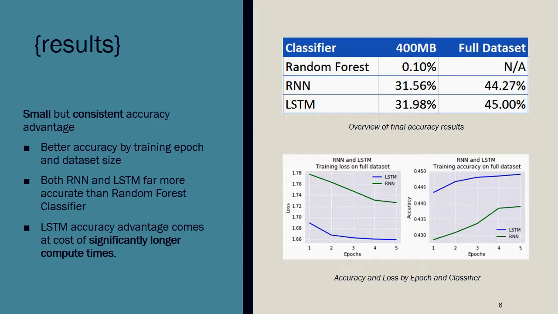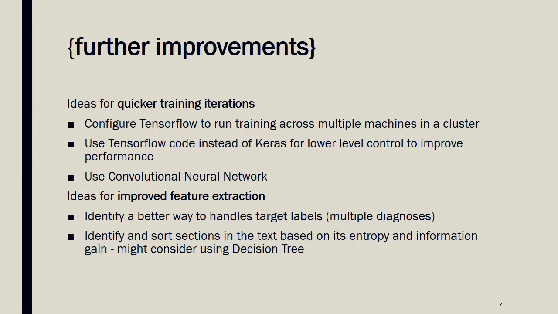On the bottom right, we observe accuracy by epoch. As the number of epochs continues, both the loss that the LSTM sees is smaller and the accuracy seen is greater. We conclude that LSTMs are more accurate. However, we want to note that the compute time required by LSTMs is significantly longer, and that this accuracy doesn't come for free.